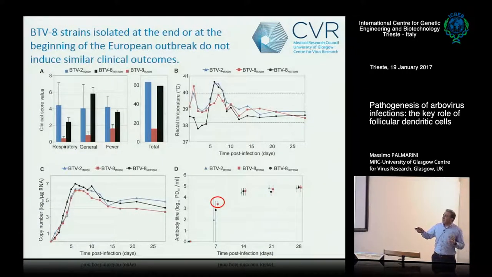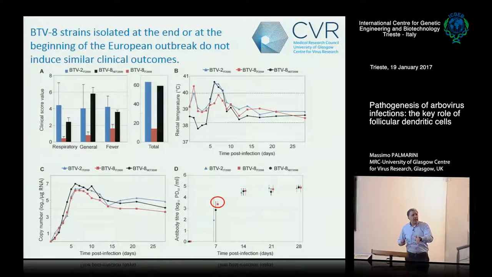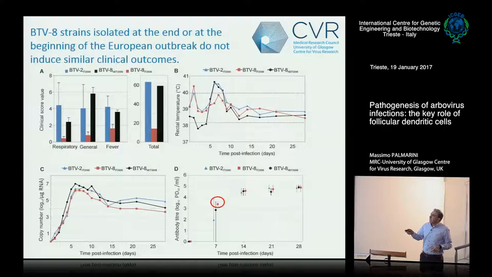Now, this is just another experiment. Here we look at the same virus, but isolated at the beginning of the outbreak in Northern Europe in 2006, versus a strain from towards the end, in 2008, 2009, actually an Italian strain. And we had reason to believe from field observation that this strain was less virulent. So we repeated the same thing.